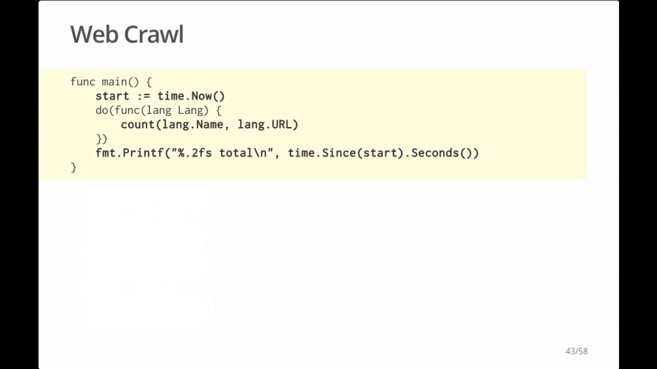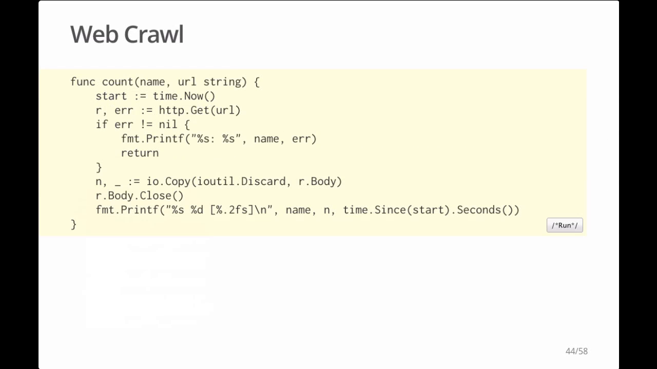Getting back to our input, here's another thing we could do as we read the input file. We could write a toy web crawler. So each language has an associated URL, and we could fetch that URL and count how many bytes are served for each language's homepage. So here we call the count function with the language name and the URL, and we've wrapped the do call in some code that times how long this takes, just like when we timed how long it took to load google.com earlier. So this is function main.